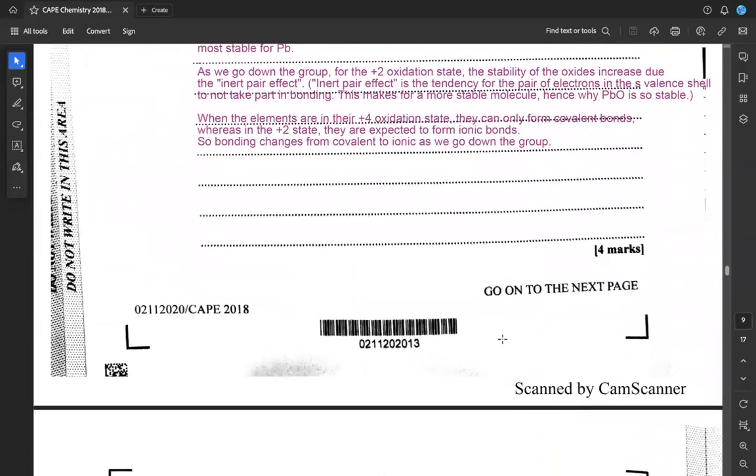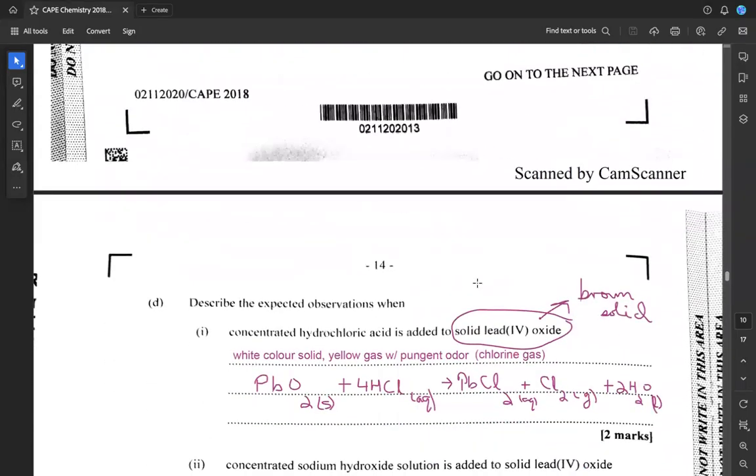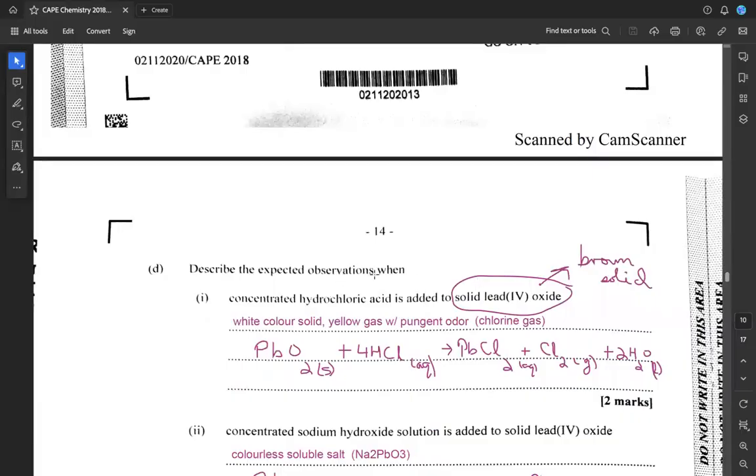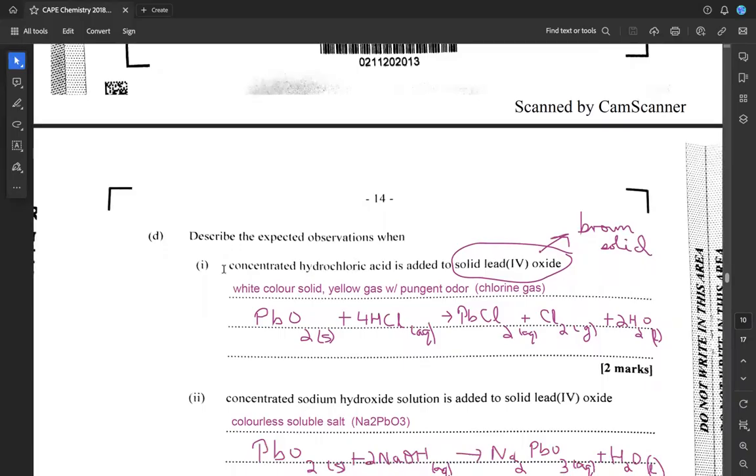Okay, so let's move on to part D now. They're asking us to describe the expected observations when a series of different reactions occur with the lead-4 oxide. So that's the lead in the +4 oxidation state, which, as we just said, doesn't really want to be in that state. It wants to be in the +2 state, where it would be PbO. So it's going to undergo a series of reactions here, and we'll just talk about what we would expect to observe. So in this first case, we're adding concentrated hydrochloric acid to the solid lead-4 oxide.